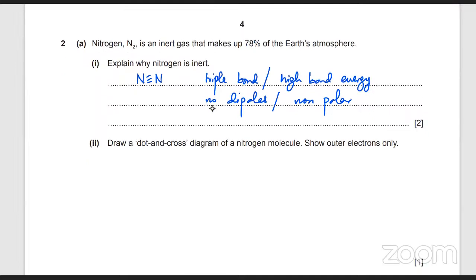Next is draw a dot and cross diagram. So that's easier. It's a triple bond, right? How many electrons? Nitrogen is in group 5. So how many electrons are left in the outer shell? 2 electrons, sir. Okay, 2 electrons. Out of 5, 3 are being shared.